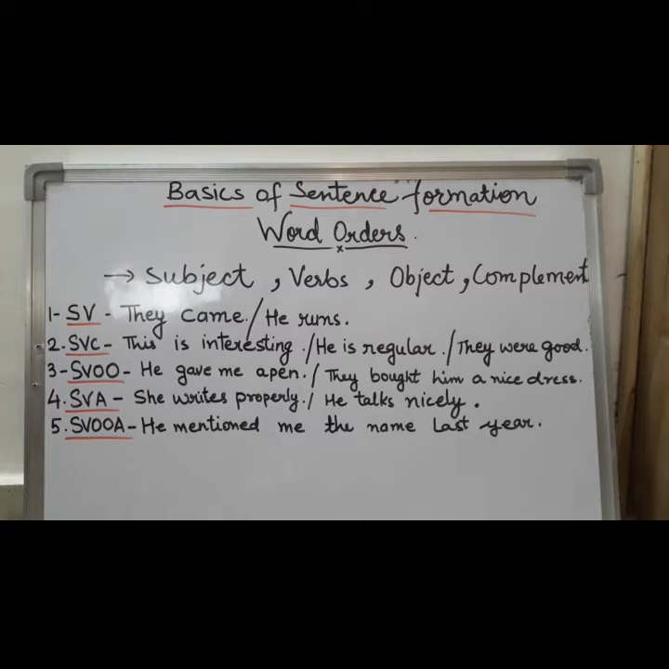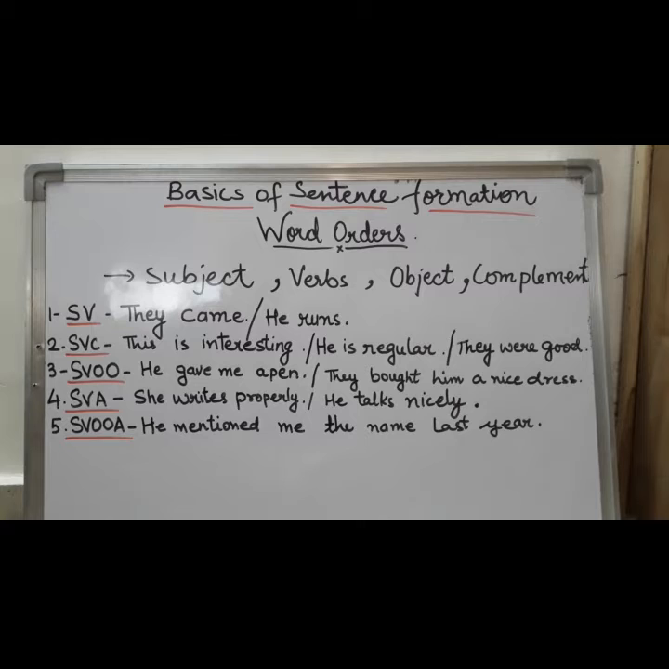And then you have object. There are two types of objects, direct object and indirect object, that I'll explain later. And then you have complement. They are always adjectives, and sometimes you also use adverbial phrases. So let's see how they are arranged to form meaningful sentences.